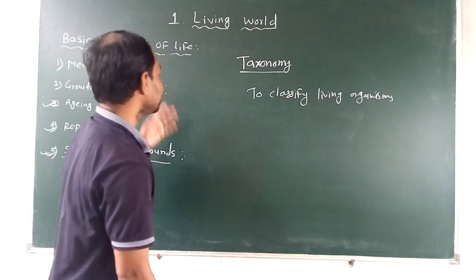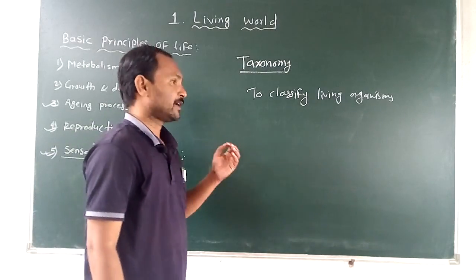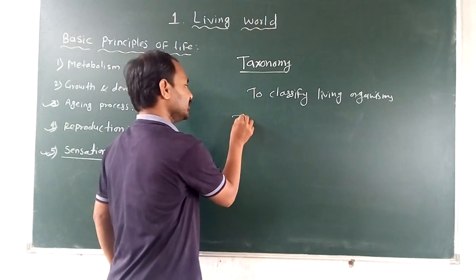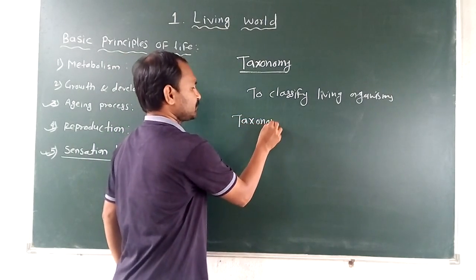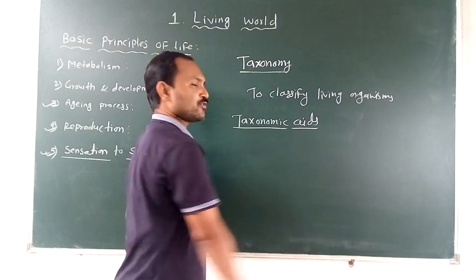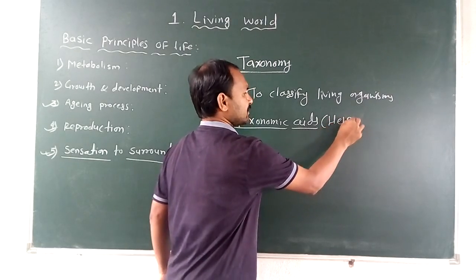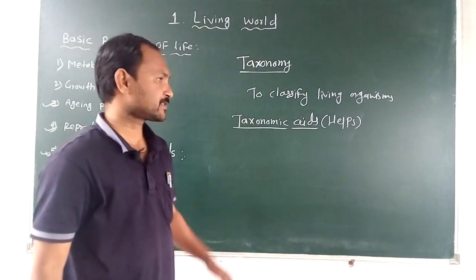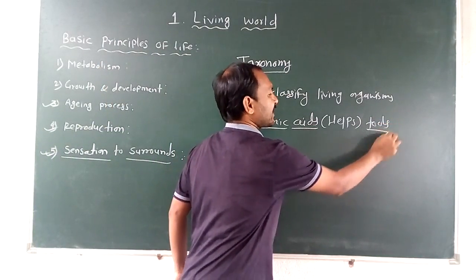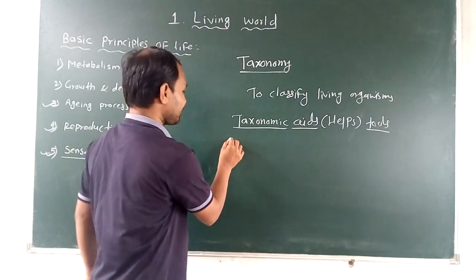Then next, in this chapter we will learn about some basic helping parts to classify the living organisms, which we call taxonomic aids. Aids means what? Helps. Taxonomic aids are tools which help to classify the living organisms. There are about 6 tools given in your syllabus.